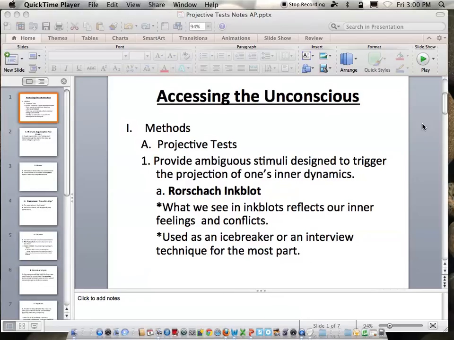So I just want to make sure that we get all of these notes taken down so that we're ready for our test, which is of course a week from tomorrow, December 18th.